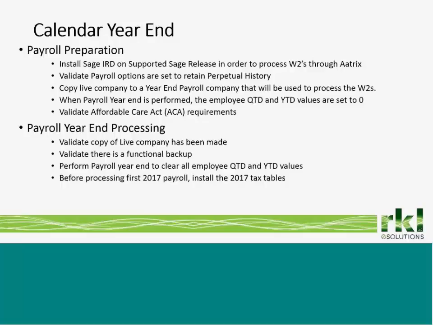You want to make sure that your payroll options are set to retain perpetual history. You definitely want to copy your live company to a payroll backup company that you can use to do your W-2s. When the payroll year-end is performed, again, the employee quarter-to-date and year-to-date values will be set to 0. You want to validate your requirements around ACA, the Affordable Care Act. When you do your year-end processing, after you've cleared out the payroll by doing the payroll year-end, you'll then need to load your 2017 tax tables before you run your first 2017 payroll.